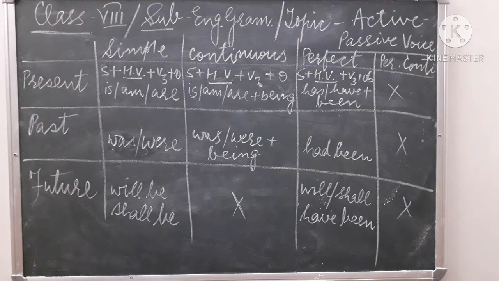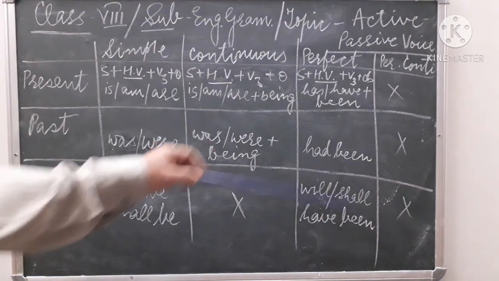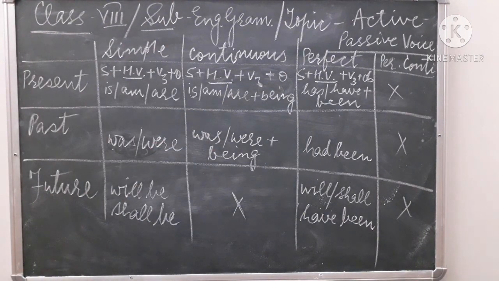Now, my dear children, it is important to note down this table. It is the passive voice table. When active voice is given, how to convert the sentence into passive voice? Please remember that if a sentence is given in simple present in active voice, then how will it be changed? We bring the object first, then we apply a helping verb. There are three helping verbs here: is, am, are.